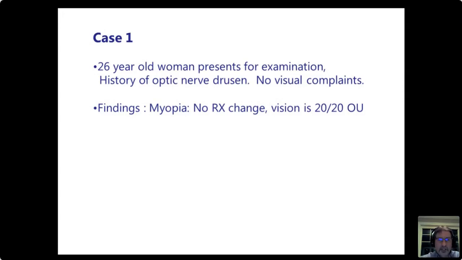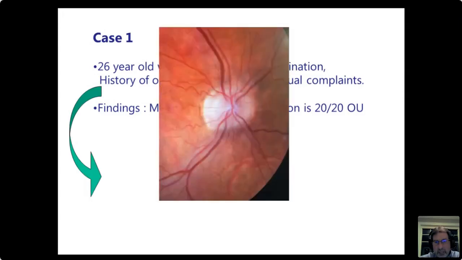Okay, let's do a couple of quick cases here just to do a few more examples of how these codes work. So case 1, I have a 26-year-old woman who presents for an examination. She has a history of optic nerve drusen, no visual complaints. When we do her exam, we have her findings. She's myopic. No Rx change, vision is 20/20. We look at the optic nerve drusen and it looks standard. Nothing seems to be changing.